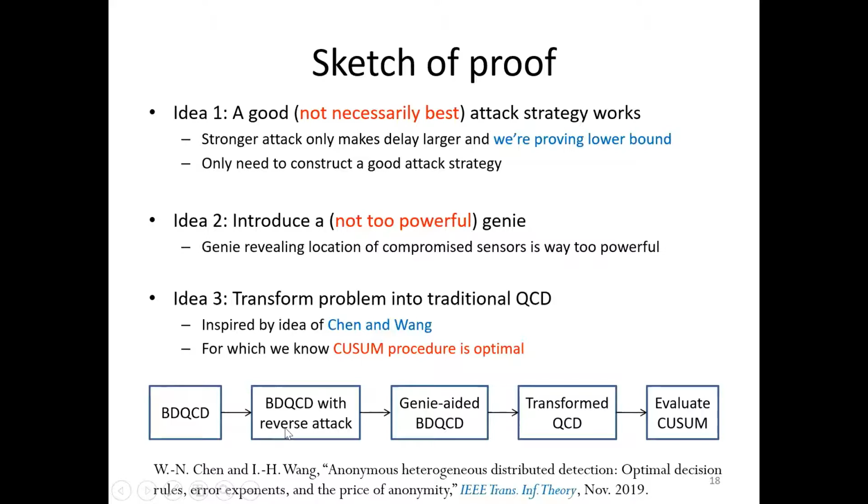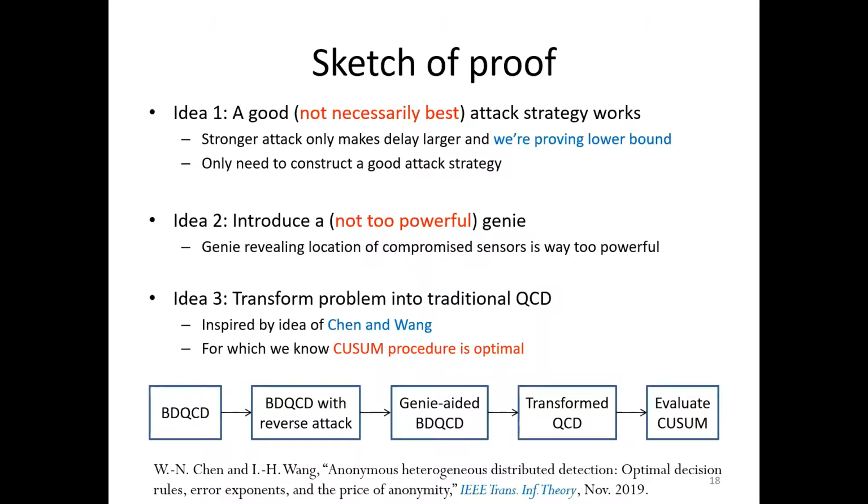Okay, so according to this idea, we construct an attack called a reverse attack. Okay, so our problem is the BDQCD, right? So after this idea, we show that the performance of this BDQCD can be lower bounded by this BDQCD with a specific attack. Okay. All right.